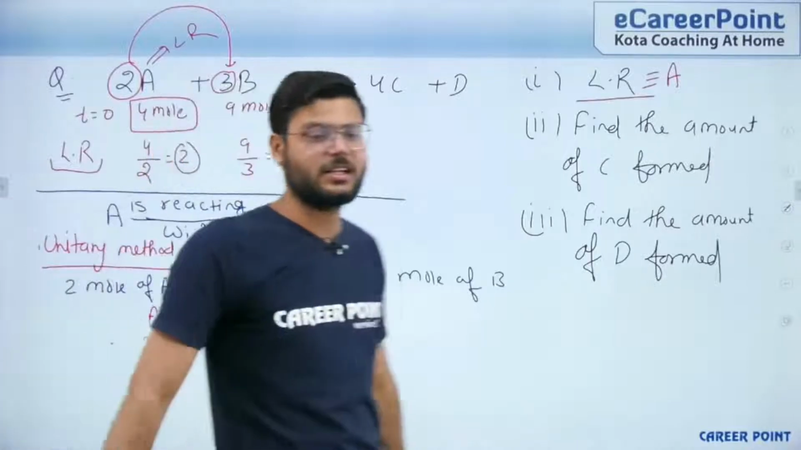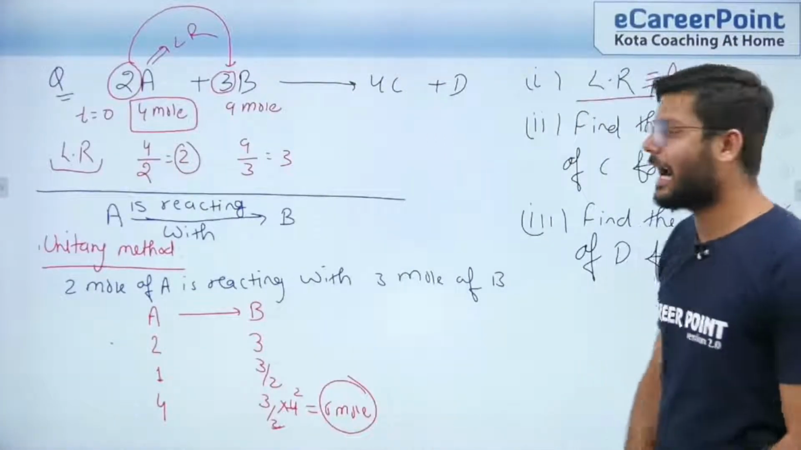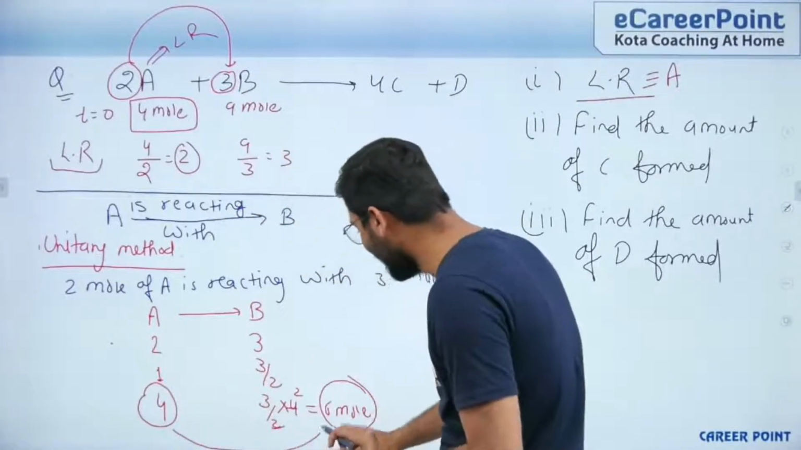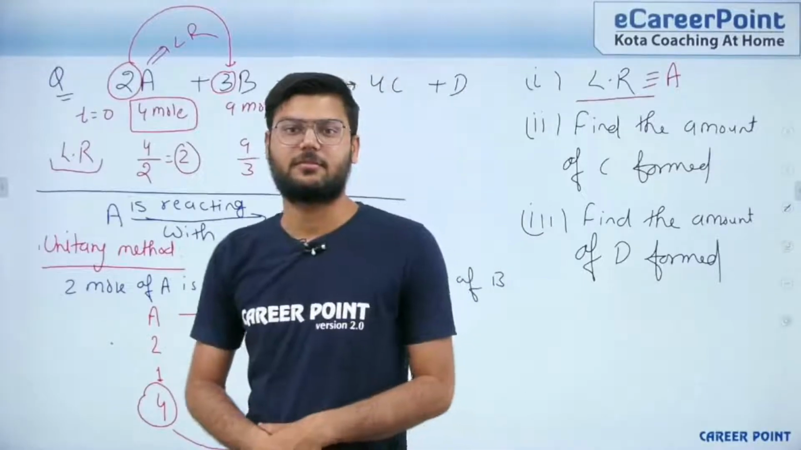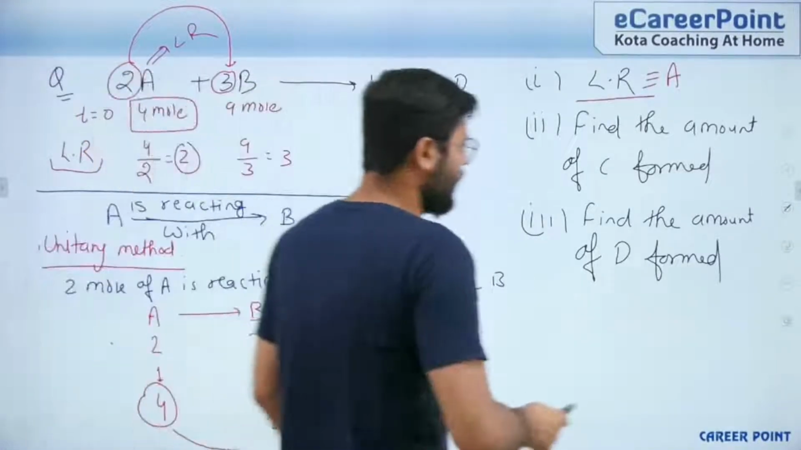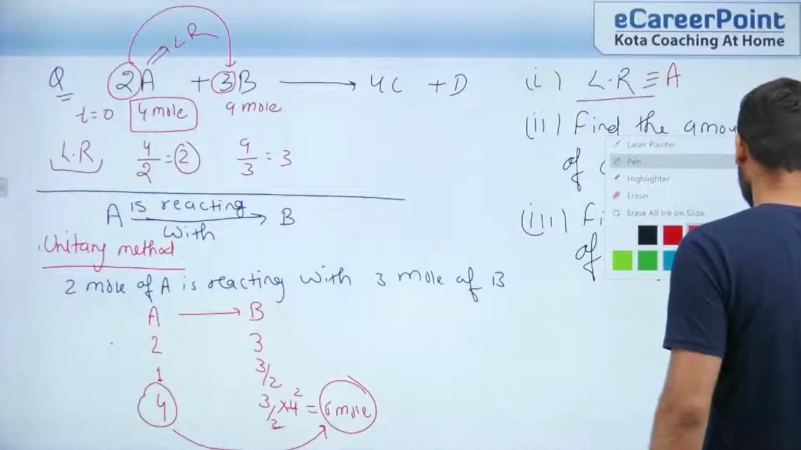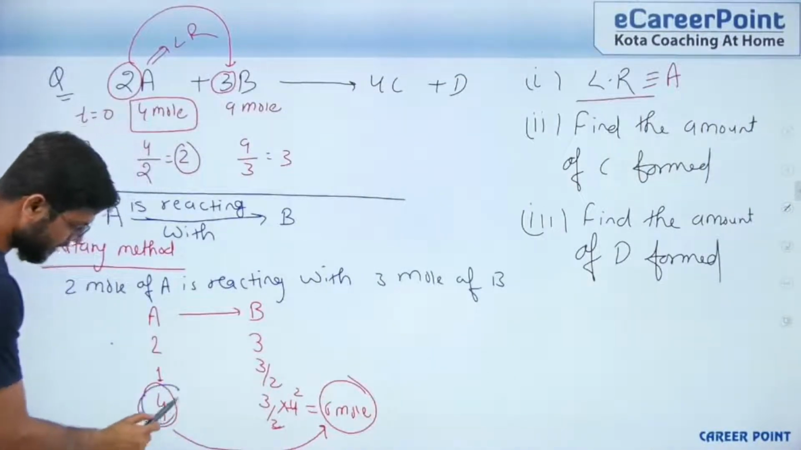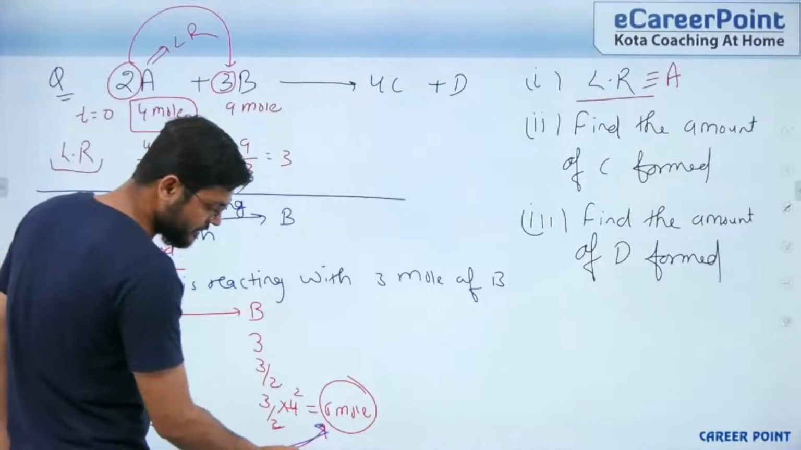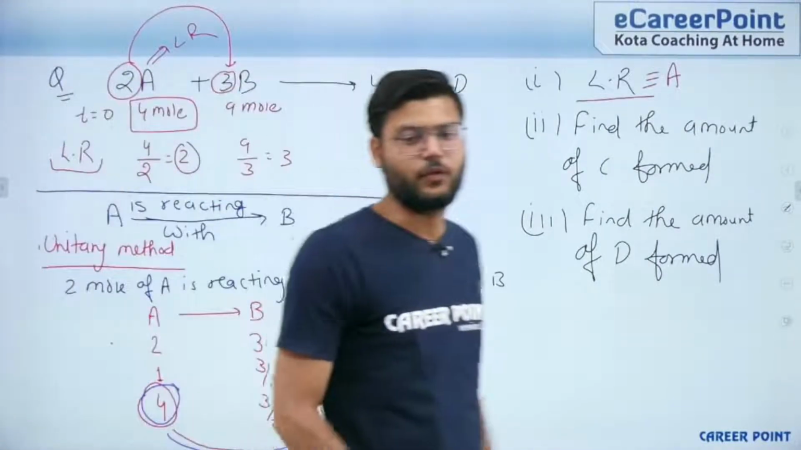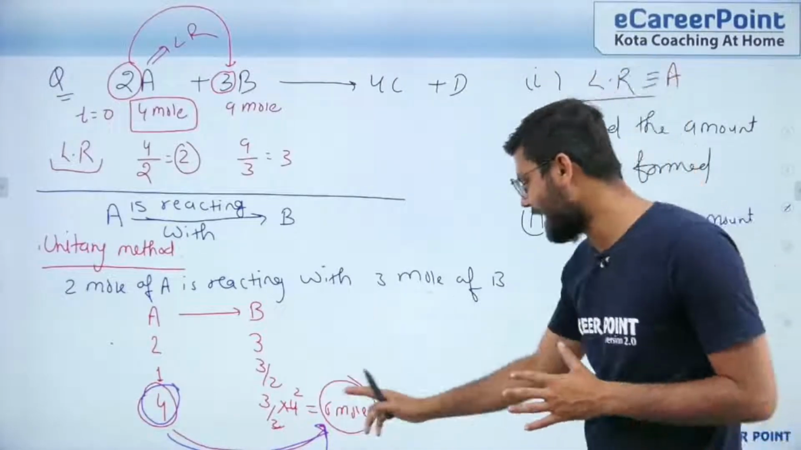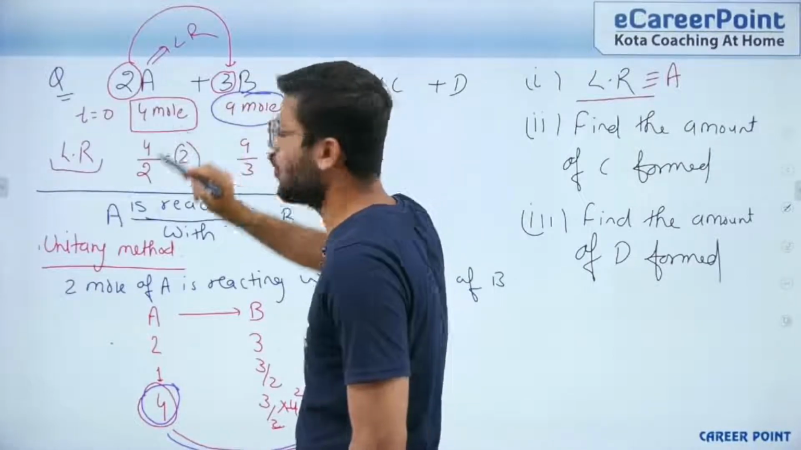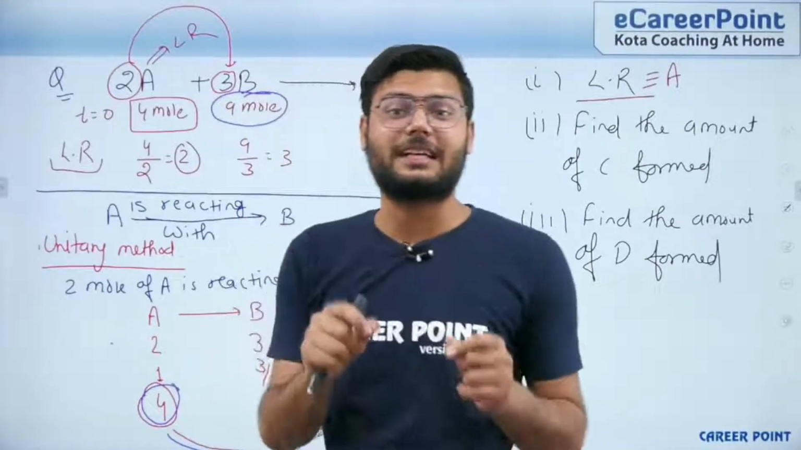So what information do I have now? I have the information that this 4 mole of A is going to react with 6 mole of B. Once again, try to understand what information I have. 4 mole of A is going to react with 6 mole of B. And how many mole of B do we have in the reaction? 9 mole. That means it is present in excess.